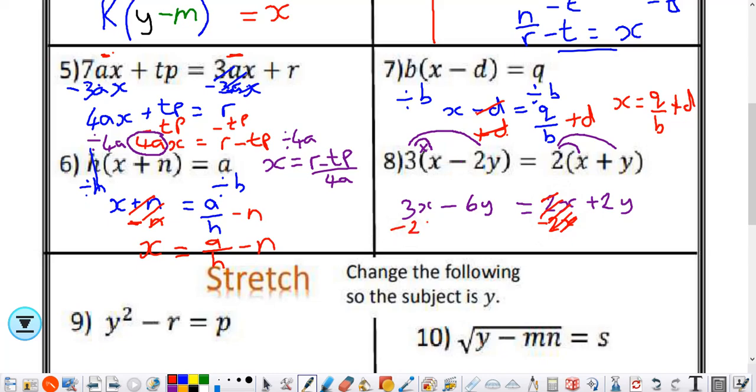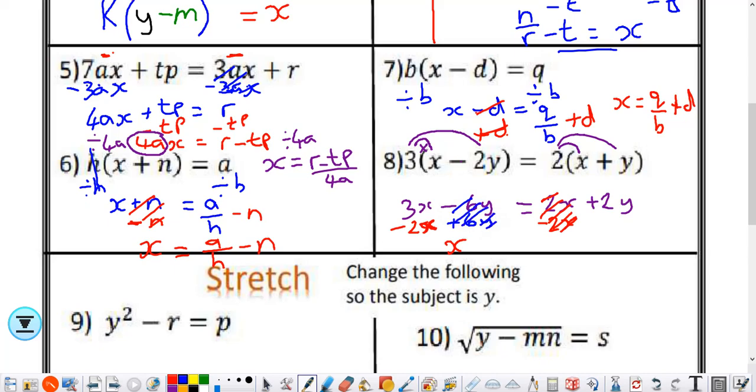But I have to balance it the other side. So 3x minus 2x is going to give me 1x. Getting rid of the minus 6y on the left of the equation, I've got to do the opposite to make it equal 0, so it disappears and eliminates. So minus 6y add 6y eliminates it and it leaves me nothing.